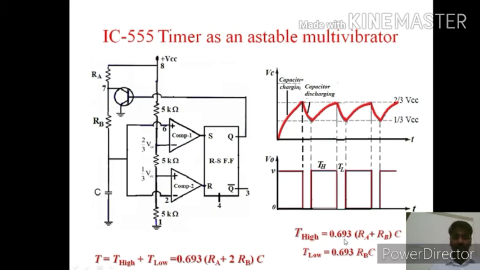T high is 0.693 (Ra plus Rb) into C. This indicates that charging of this capacitor happens through Ra, Rb and C, and T low is the time during the discharging of the capacitor. The formula is 0.693 Rb into C, which gives the discharging that happens through C, Rb and this transistor, and the total time period is 0.693 (Ra plus 2 Rb) into C.